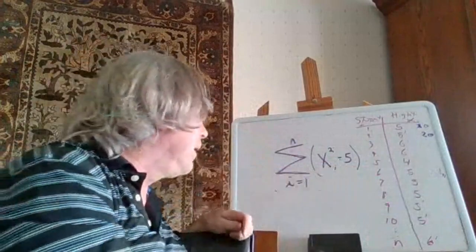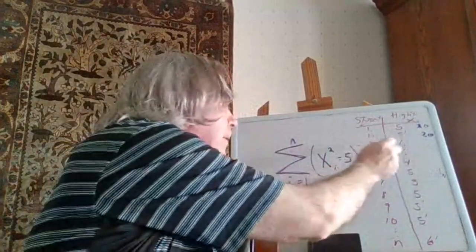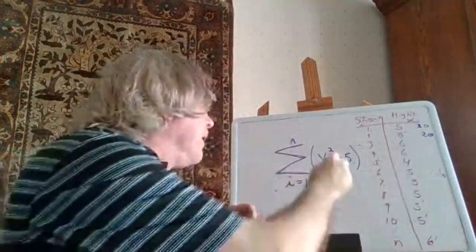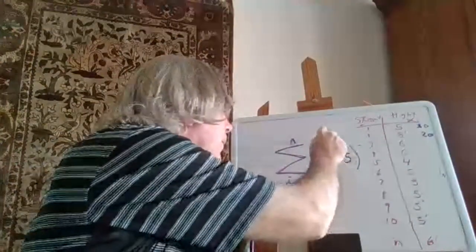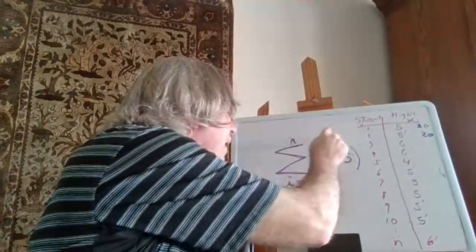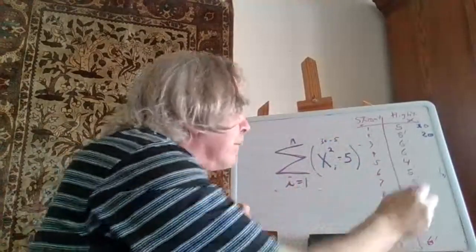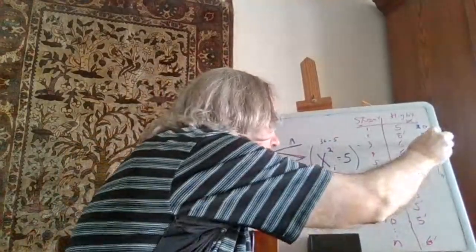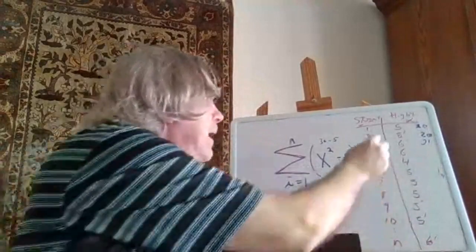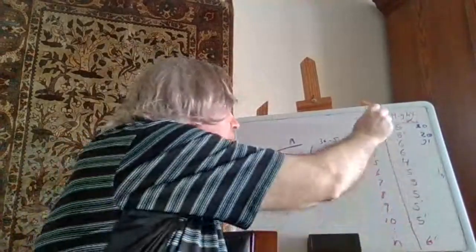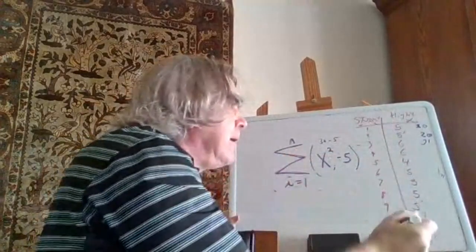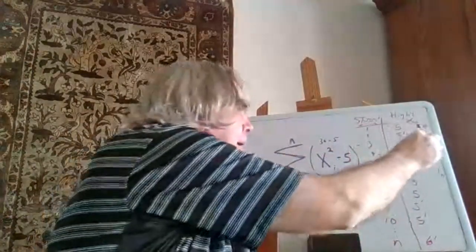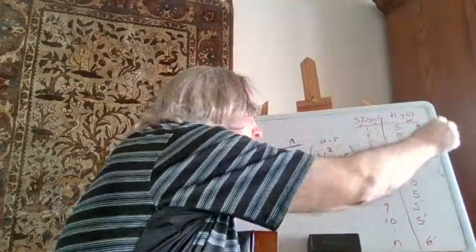The third observation is somebody that's 6 foot. 6 squared is 36. 36 minus 5 is what? 31. Okay. For each of the i's, each one of these is an i, right? From 1 all the way down to n. Okay? I'm going to end up with a number.